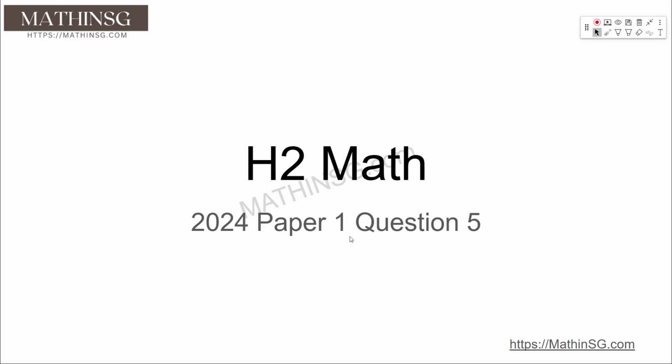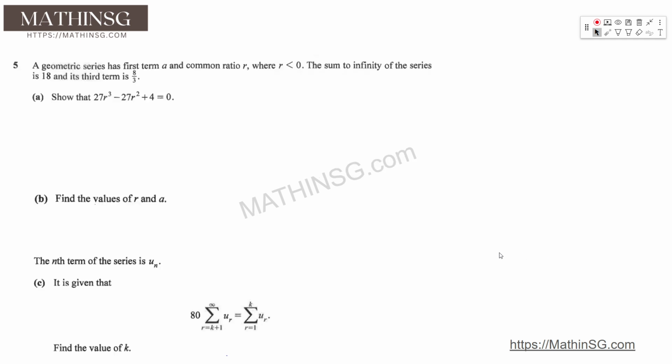In this video, I'll be going through the 2024 H2 A-Level Math Paper 1 Question 5. This question is an APGP question. In the first part, we are given that a geometric series has a first term A and a common ratio R where R is less than 0. The sum to infinity of the series is 18 and its third term is 8 over 3.